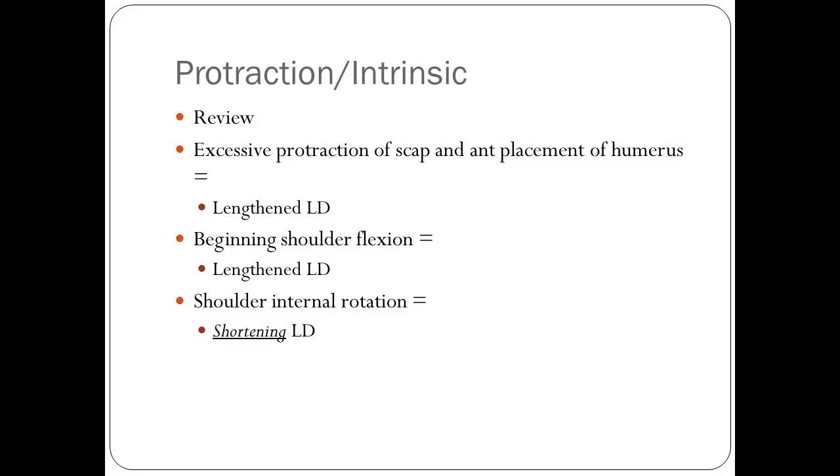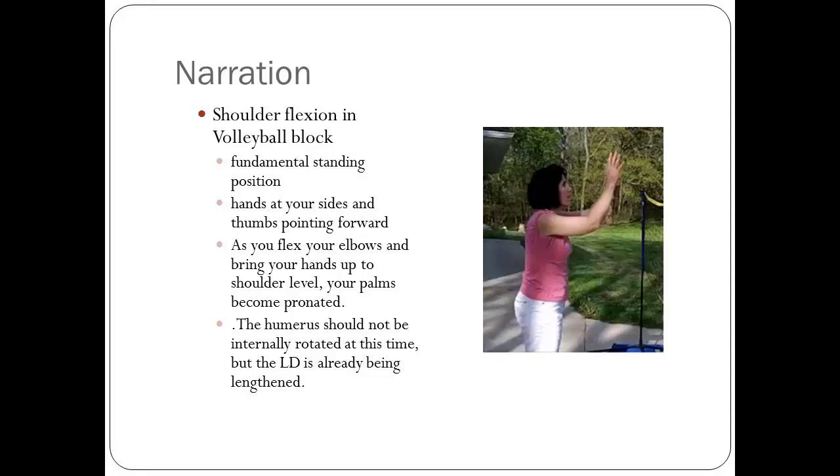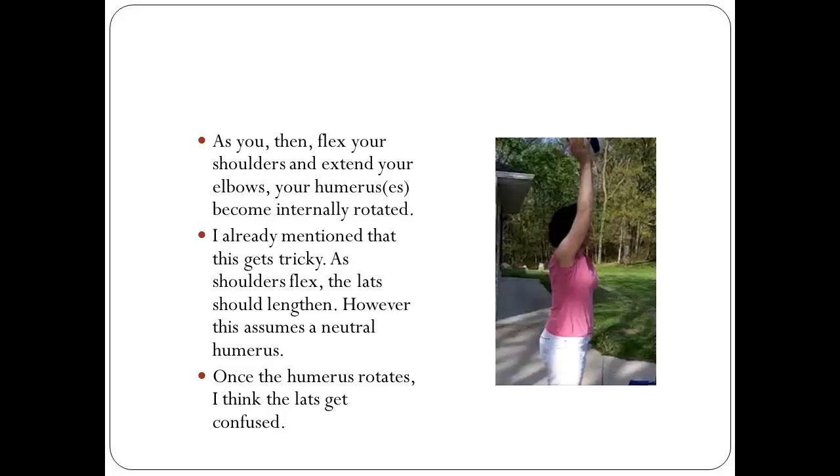When raising your arms overhead, as in a volleyball block, my assumption is that you are starting out in a fairly fundamental standing position with your hands at your sides and your thumbs pointing forward. As you flex your elbows and bring your hands up to shoulder level, your palms become pronated. Your humerus should not be internally rotated, but the latissimus dorsi is already being lengthened. As you then flex your shoulders and extend your elbows, your shoulders become internally rotated. I already mentioned this gets tricky. As the shoulders flex, the lats should lengthen.